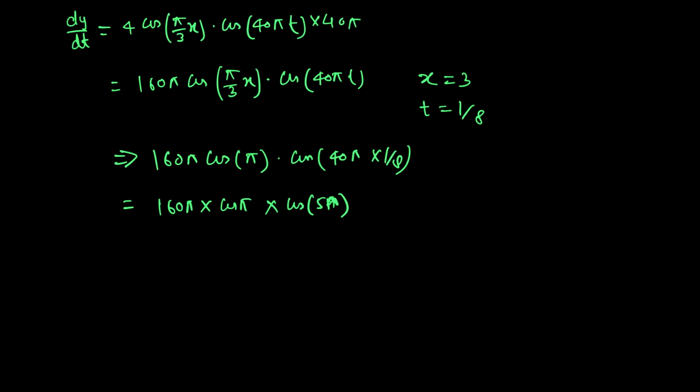And we know the value of cos pi. Cos pi is minus 1. This is also minus 1. Minus minus becomes plus. So 160 pi meter per second. So this is the velocity of the particle.